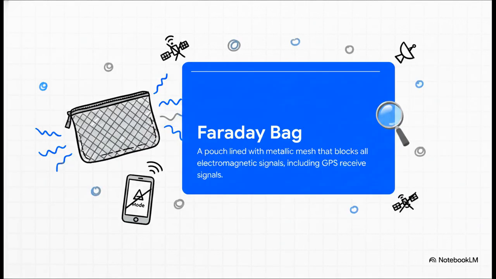Let's just zoom in on Step 3 for a second, the Faraday bag. It's a really simple idea. It's basically a pouch that's lined with a special metallic mesh. And that mesh creates a physical cage that no electromagnetic signals can get into or out of. That includes those passive GPS signals that airplane mode often misses. It's a physical solution to a hardware problem. Since we can't always trust a software command to do what we want, this physical barrier guarantees true disconnection.